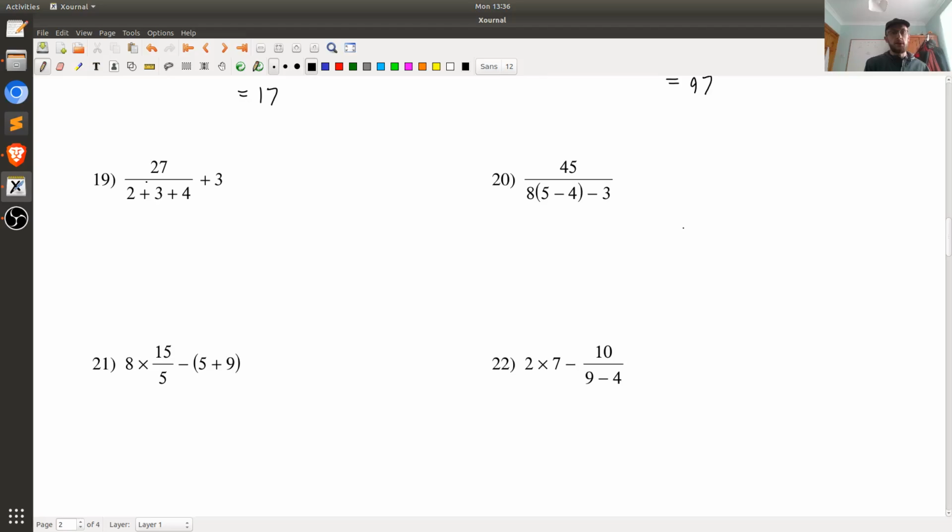Next up, 27 over 2 add 3 add 4, and then we add 3 to the whole thing. So let's just clean up the bottom of the fraction, the denominator, okay? 2 add 3 add 4 makes 9, so this becomes 27 over 9. All add 3. And what is 27 over 9? The answer is 3, so 3 add 3, which makes 6.